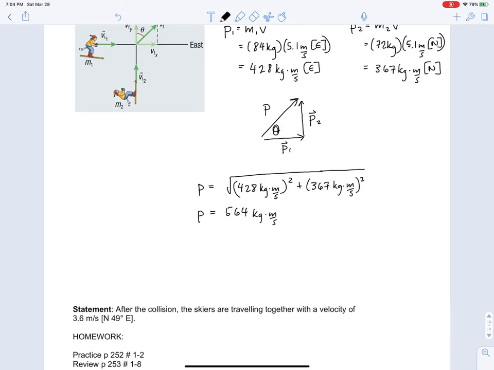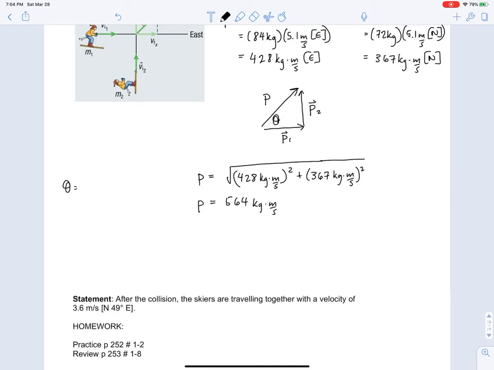And now we need the angle theta. Theta is equal to the inverse tan of opposite over adjacent. That's 367 divided by 428. Punch this into our calculator, and theta is equal to 41 degrees. So we can say our momentum is 41 degrees north of east. So this is our total final momentum of these two skiers stuck together, traveling in that direction.